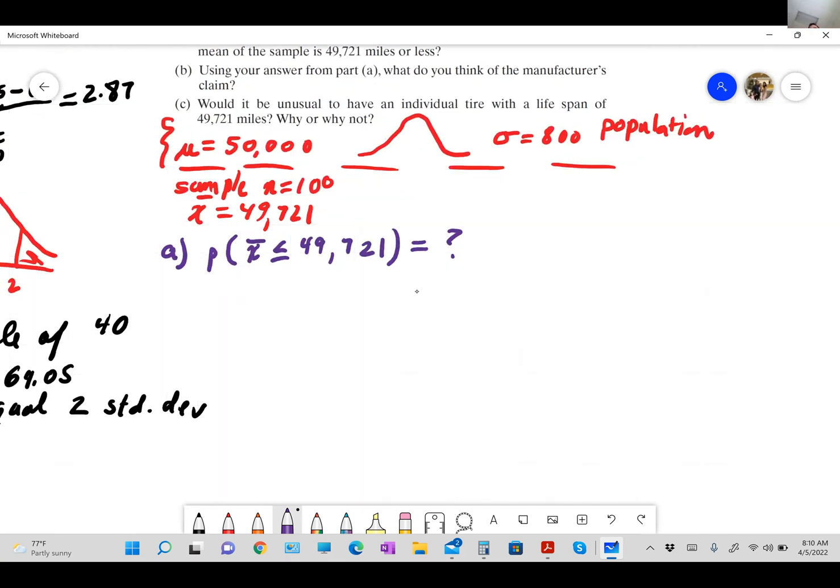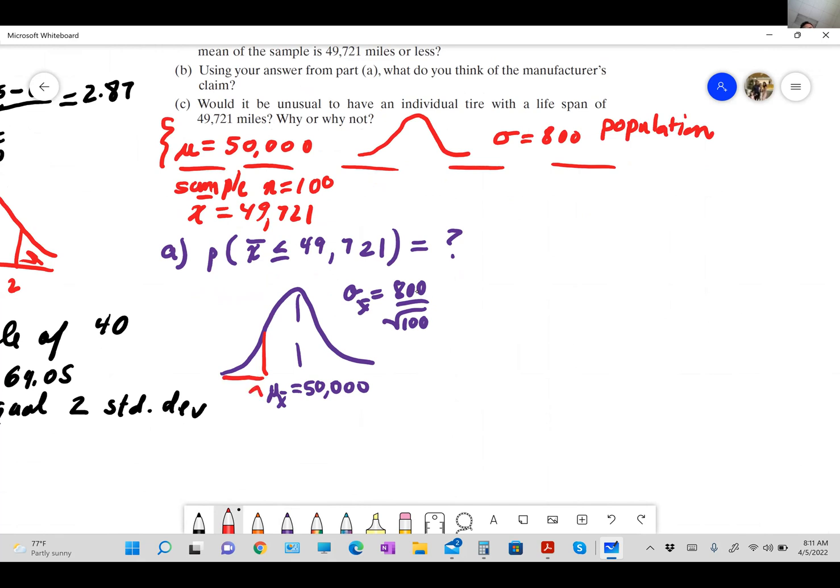So obviously the resulting distribution, a sampling distribution of sample means, should in theory have a mean of X bar of 50,000. And it should have a sigma X bar of 800 divided by the square root of 100. That's ideally what it would be. Now, this particular value, 49,721, is not a measurement itself. It's a mean. So we got the mean, and we want less than or equal to. So that's going to be this area here shaded.